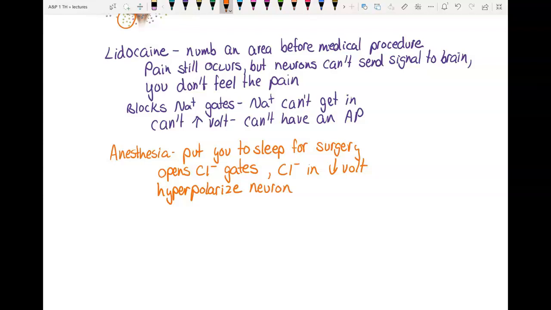So now because it's hyperpolarized, you're not going to reach that negative 55 and have an action potential. So you drive the neuron away from negative 55. And this is how you prevent the action potential. And then you are safely knocked out and they can do surgery.